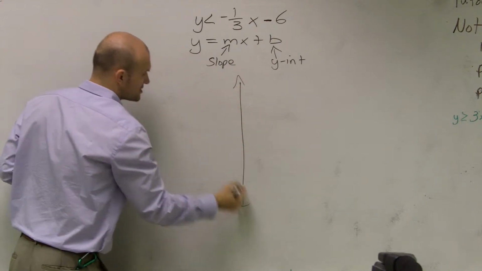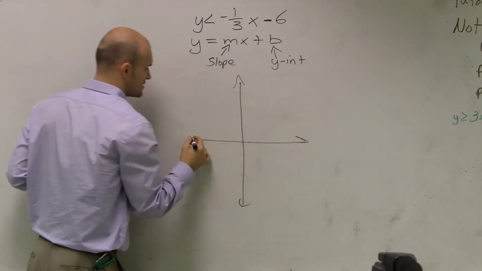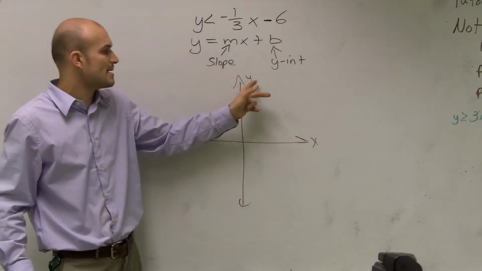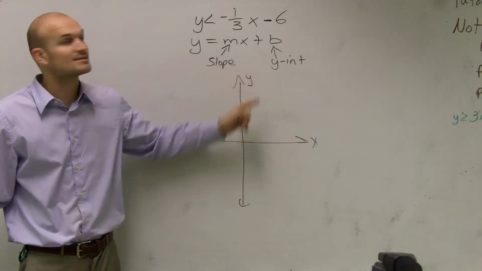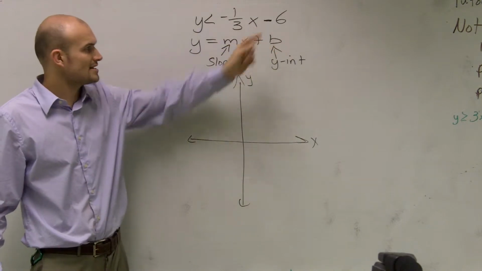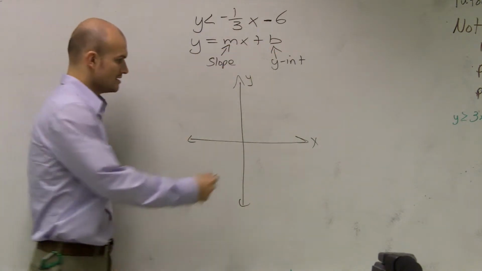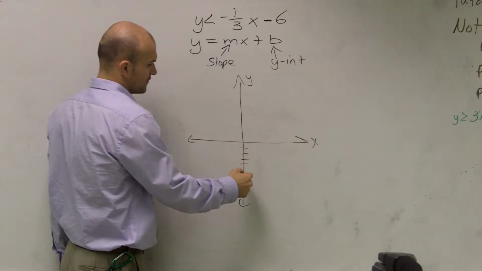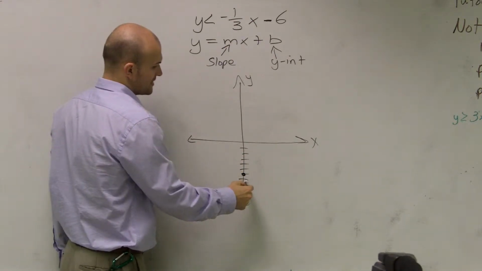So remember, the y-intercept is where my graph crosses the y-axis. So I look up here and I say, oh, it crosses at -6. So I go down on my y-axis to -6: 1, 2, 3, 4, 5, 6. And I make a nice big dot.